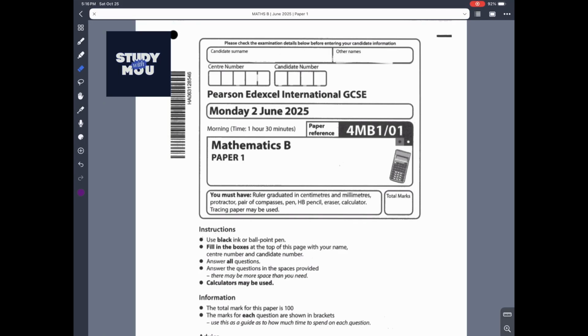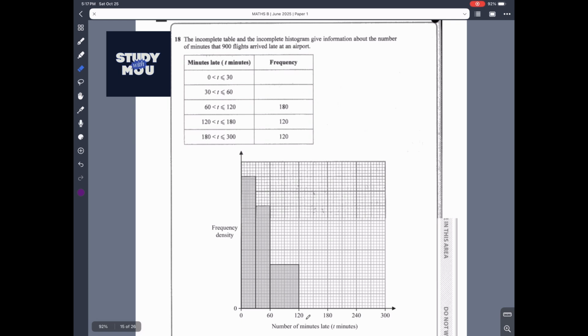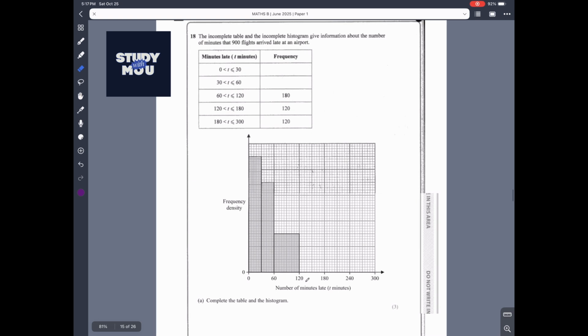So today we'll be doing Maths B, May/June 2025, Paper 1, question number 18. Let's go to question number 18. The incomplete table and the incomplete histogram give information about the number of minutes that 900 flights arrived late at an airport. The ranges of minutes are given, the frequencies are given. There's a table. Complete the table and histogram.